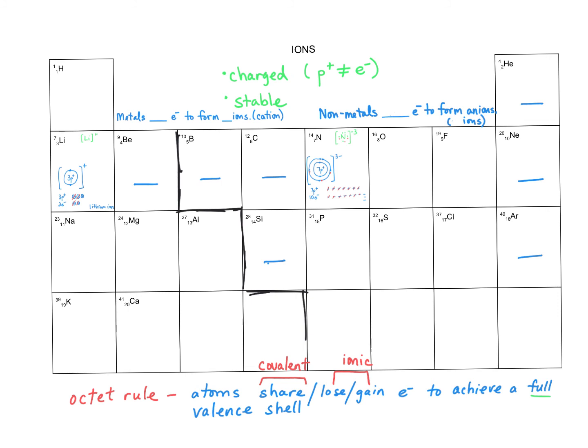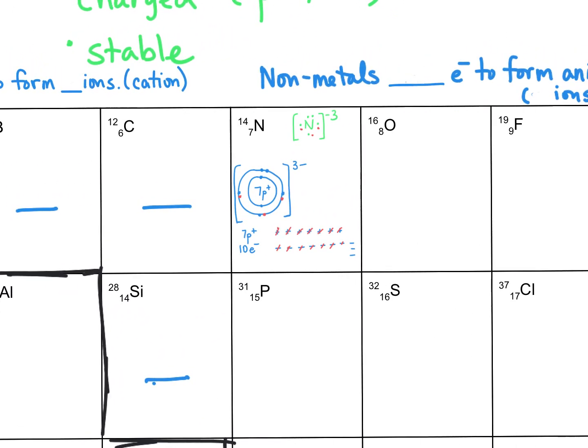I did name the metal ion, the lithium ion, and I just used the name of the element, lithium. And that's what we do for the metals. So the sodium ion, the magnesium ion, the aluminum ion, and so on. So anything to the left of the staircase, we use the name of the element as the name of the ion. The negative ions, however, this is where you will see a change in the ending.